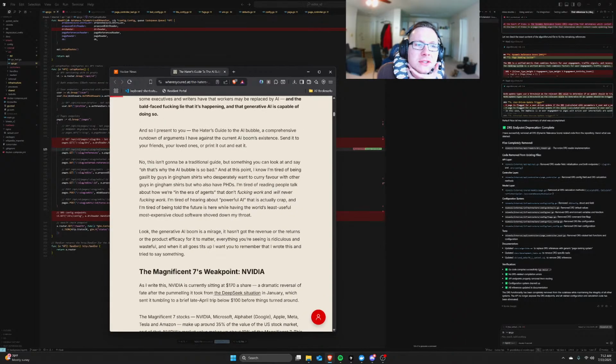And so I present to you The Hater's Guide to the AI Bubble, a comprehensive rundown of arguments I have against the current AI boom's existence. Send it to your friends, your loved ones, or print it out and eat it. Beautiful. No, this isn't going to be a traditional guide. At some point you can say, oh, that's why the AI bubble. So this is still like intro stuff.